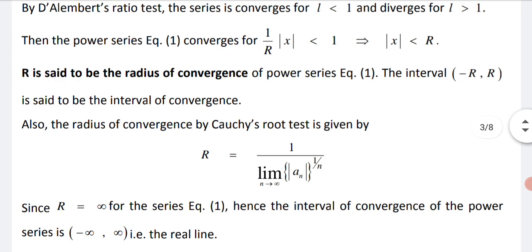Also, the radius of convergence by Cauchy's root test is given by r equal to 1 by the limit of modulus of an to the power 1 by n as n tends to infinity. If r equals infinity for the series equation 1, the interval of convergence of the power series is minus infinity to plus infinity, that is the real line.